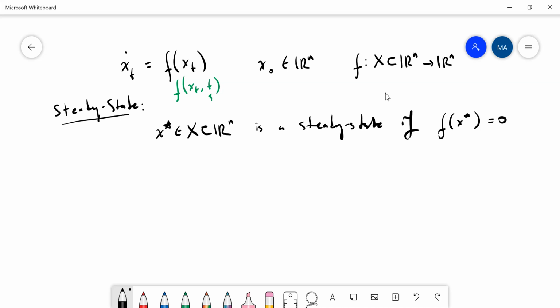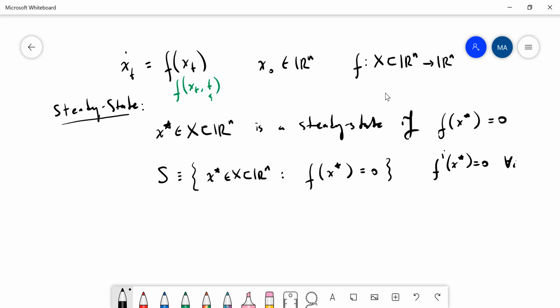Then you can of course define the set of steady states. Okay, remember a set is defined by two things. First, a typical element. A typical element will be this, and then a property for this typical element to satisfy, and that property is that. Or you can write it more specifically as f_i of x star equals 0 for all i. Okay, so these two statements are identical.